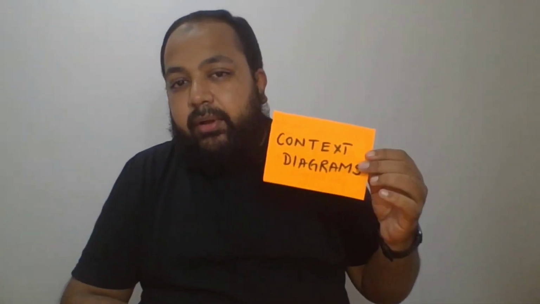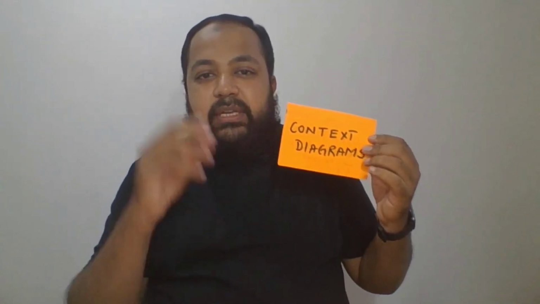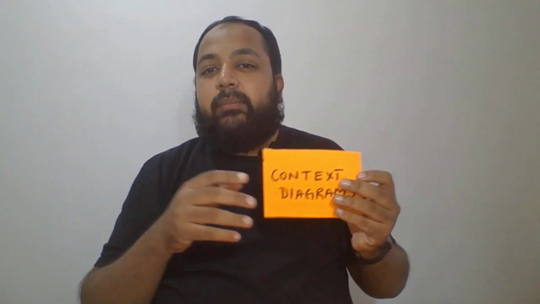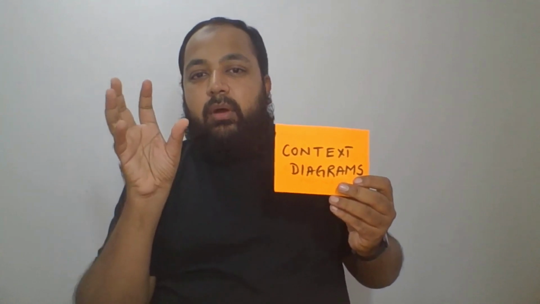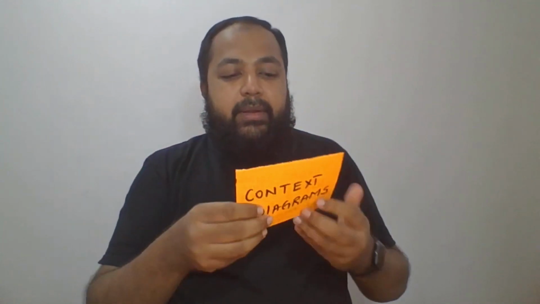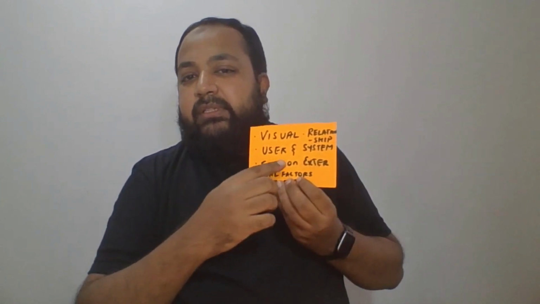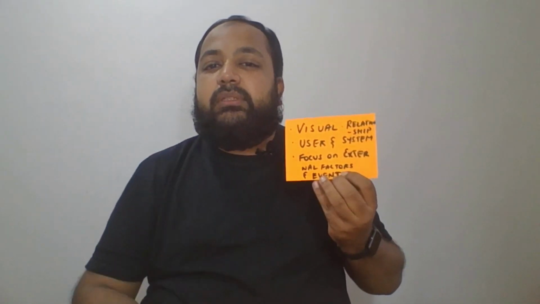Next thing is very important: the context diagrams. Whenever you see this, the question can come in the form like the relationship between an application and the user. So the relationship between the system and the users, how are they interacting? The relationship between them, the context diagrams. If you see PMBOK, there's a very nice diagram on context diagram. Have a look into that. So it's like a visual representation, users interacting with the system. These are the keywords for the context diagrams.